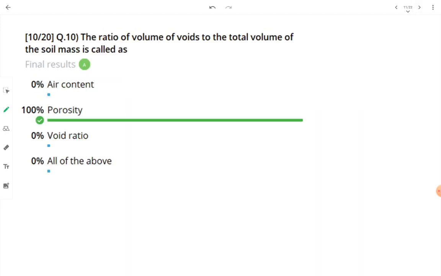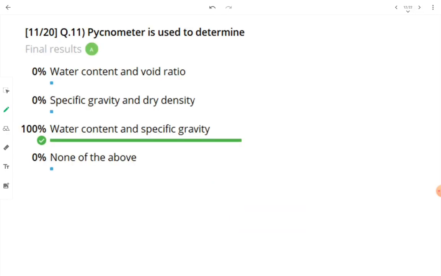Okay, then the ratio of volume of voids to the total volume of the soil mass is called what? Porosity. It is represented by n equals V suffix v divided by V, the ratio of volume of voids, V suffix v, and the total volume of the soil mass, which is represented by capital V. It is porosity.